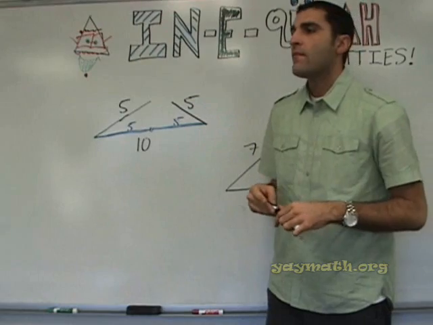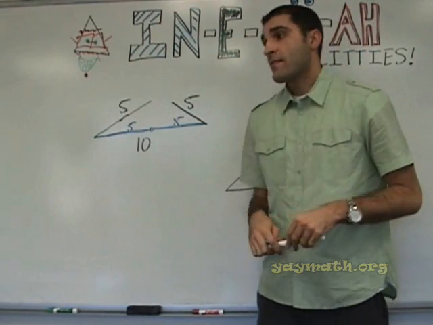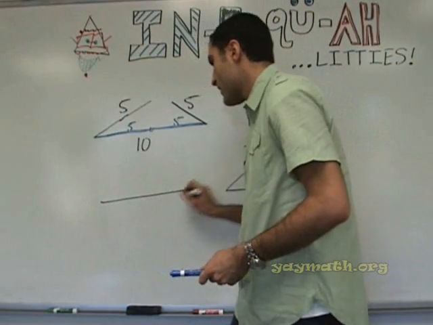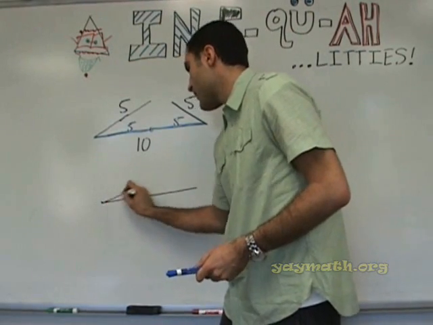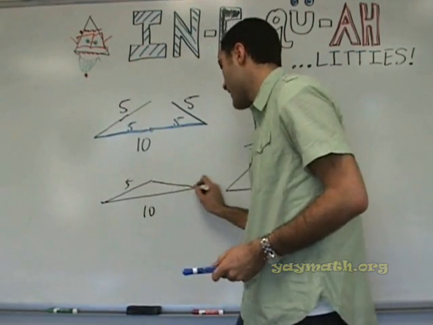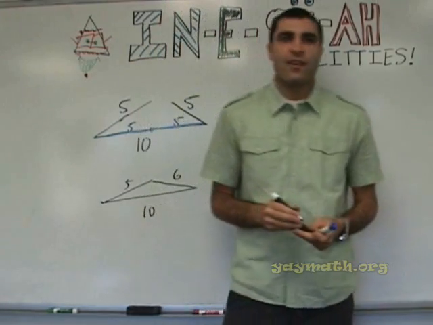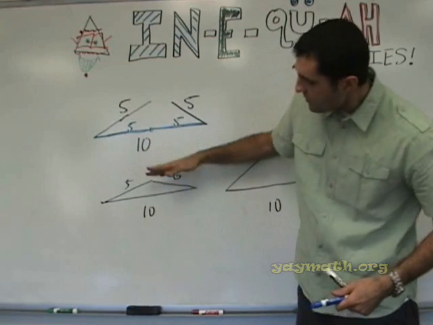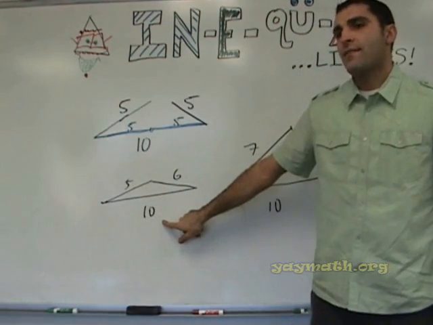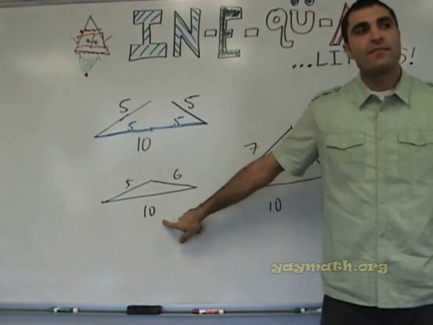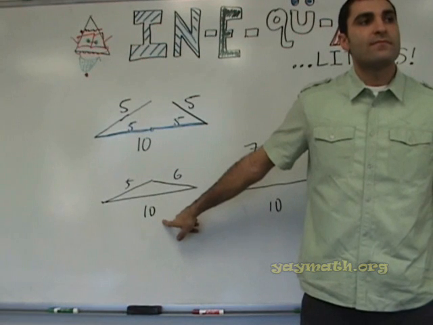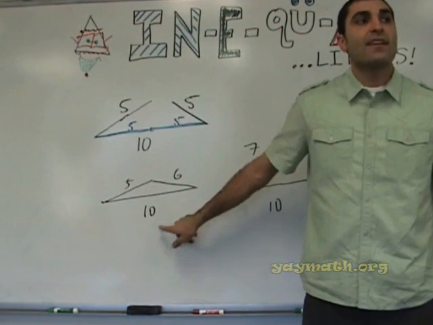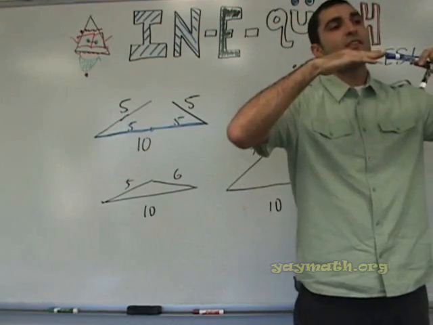Can you do 5 and 6? Yes, you can do 5 and 6. So if you had 10 and you had 5 and you had 6, you can make a triangle because the 2 legs will touch over the 10. Questions about that? What if it's like 5.1 and 5? 5.1 and 5 is also correct because they will touch just over it.